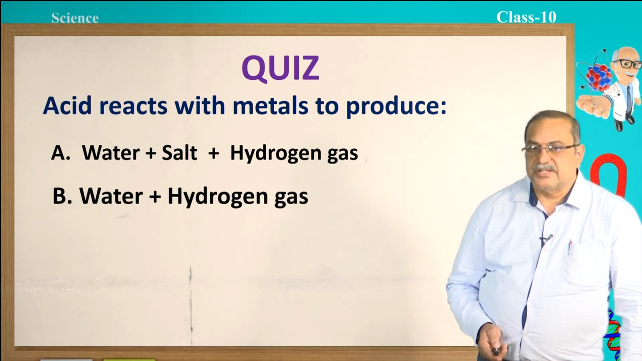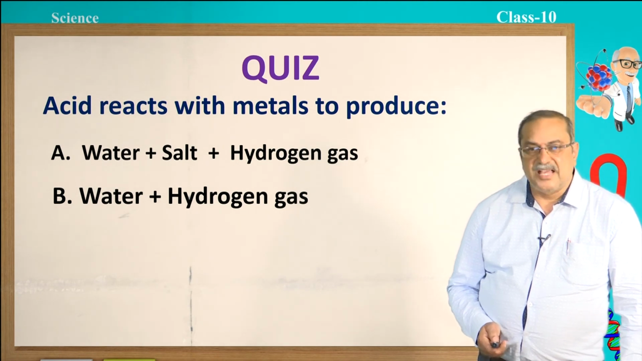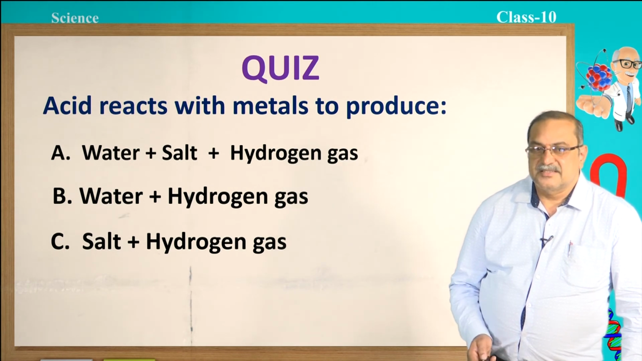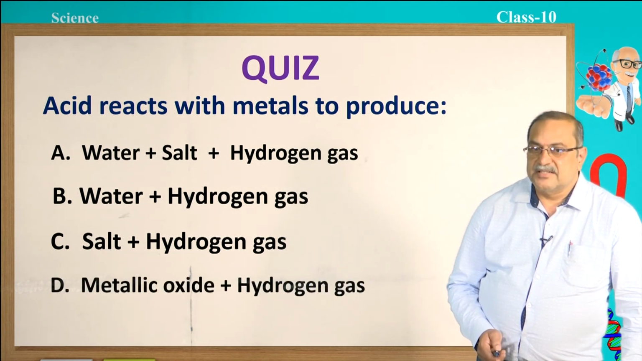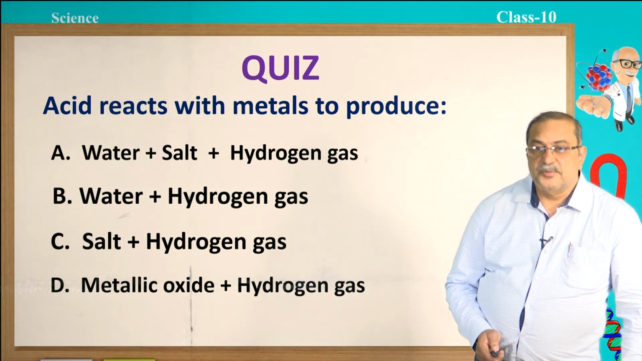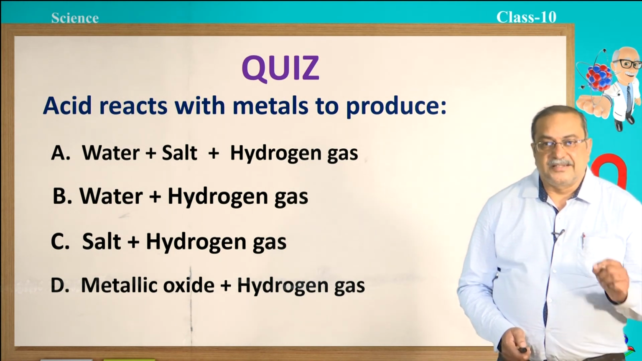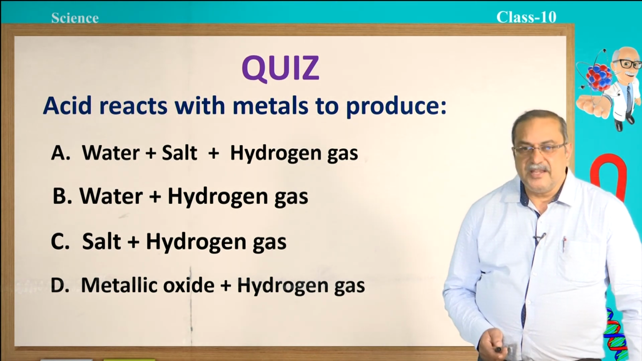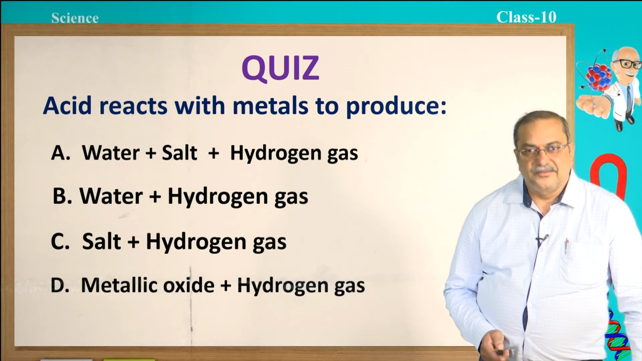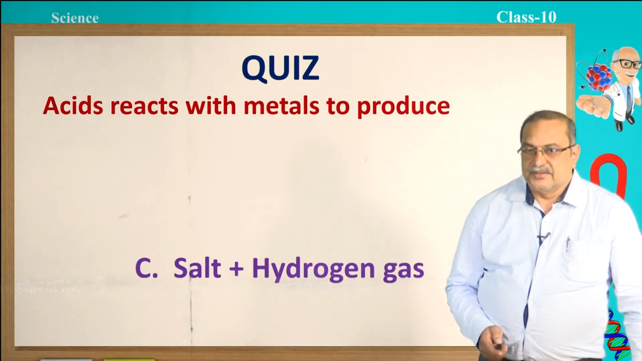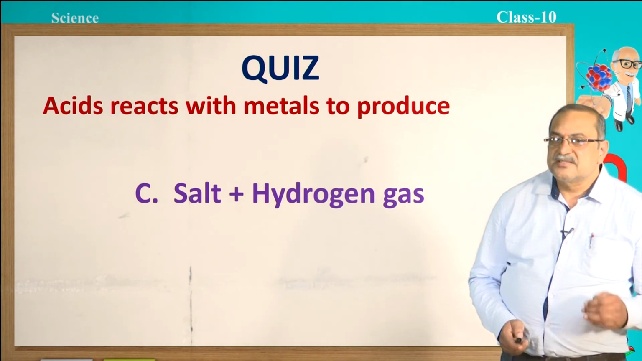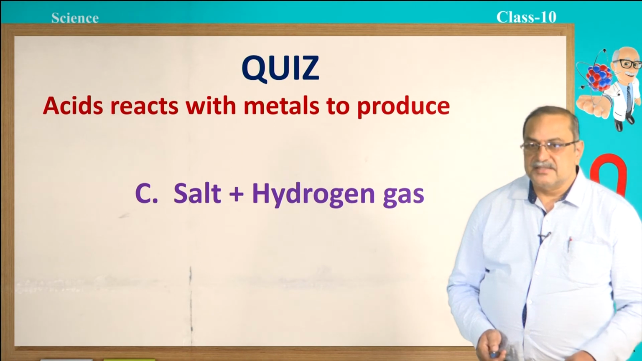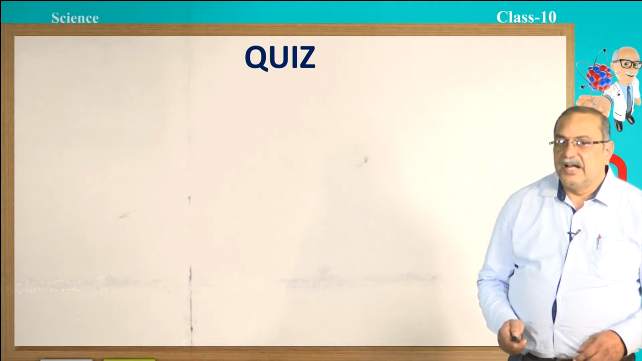Okay. Next option is water plus hydrogen gas. Option C, salt plus hydrogen gas. Next one is metallic oxide plus hydrogen gas. So, these are the options we are given. There is little time for you to think, 3 to 4 seconds. Okay. Got the answer? Very good. Now, we will see. Acid reacts with metals to produce salt plus hydrogen gas. Clear? Okay, next we go for another one.